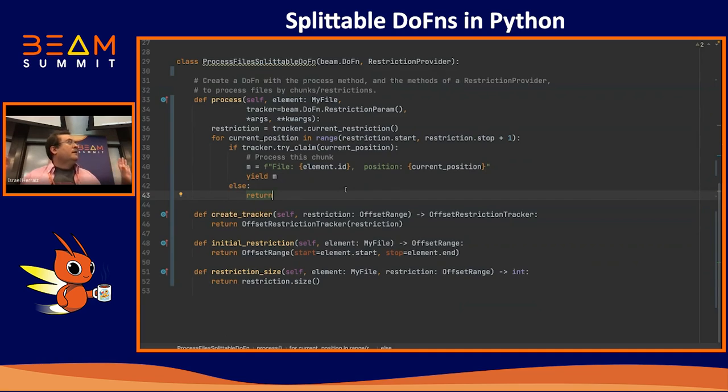This may look a little bit complex, and I find it very complex. It took me a lot of time to study to prepare for this workshop, and Miren also had to study a lot. We were discussing between the two of us for months to figure everything out. But this is it. You create the restriction provider with the tracker, the initial restriction and the restriction size, and then make sure that you only process data here.